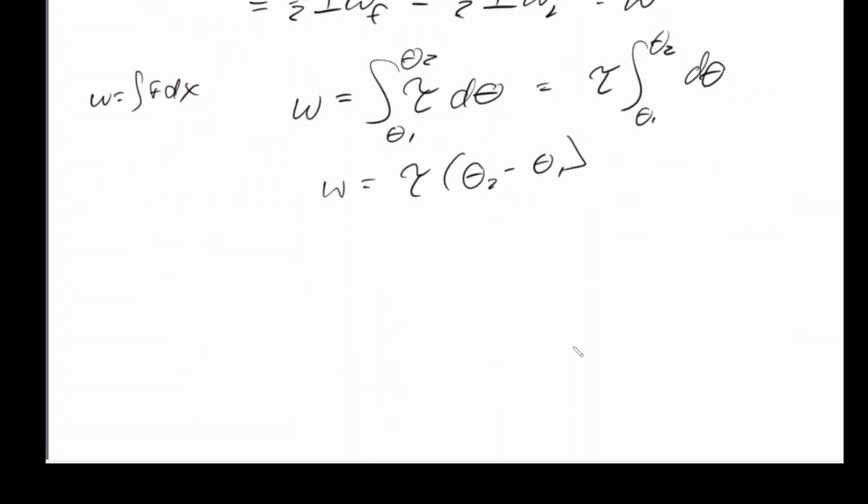Well, when we go to look at power, we know that power is equal to the work done over time. And if we take the change in theta versus dt, we get that power is equal to torque times angular velocity.